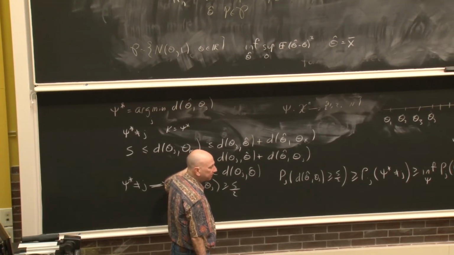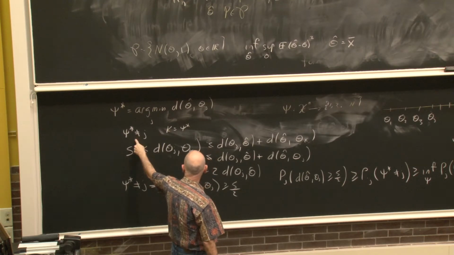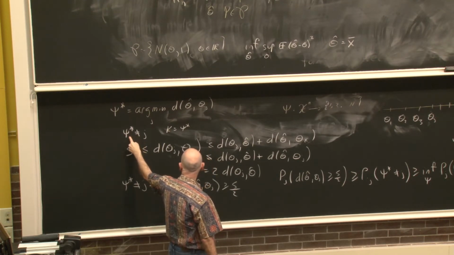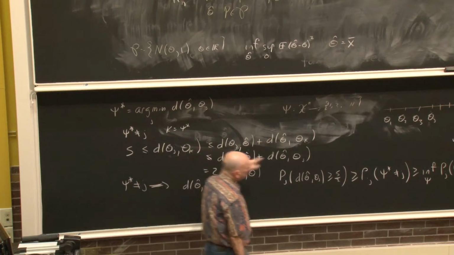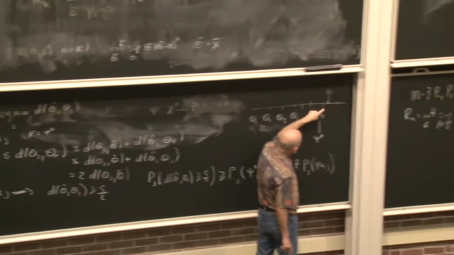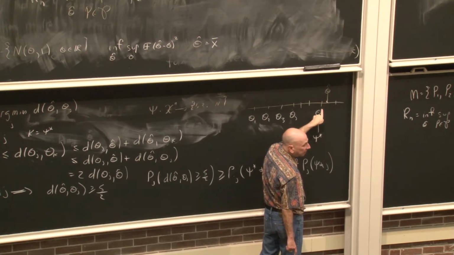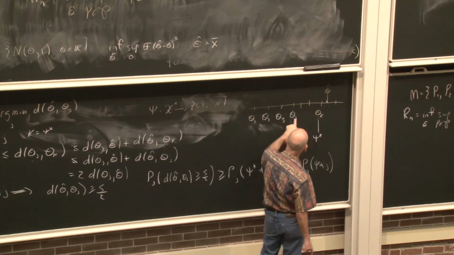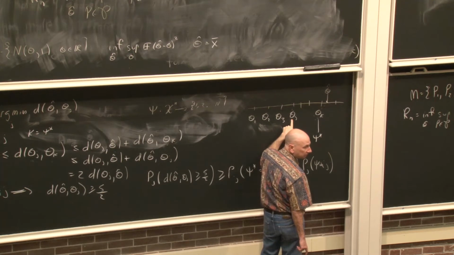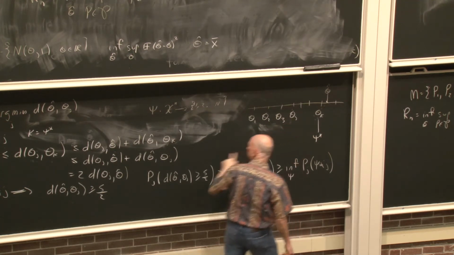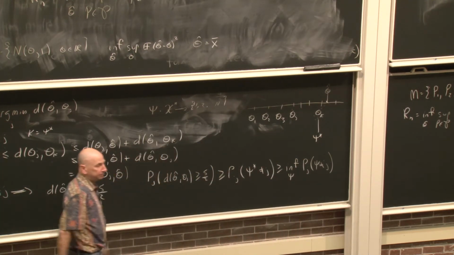How did I get that? I'm saying suppose your psi star is not j. So psi star is here. What does that mean? It means that the distance between theta hat and theta k is smaller than the distance between theta hat and theta j. That's why you picked the wrong one. So I'm just saying that's less than that.